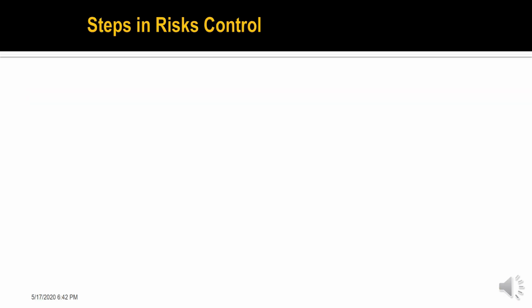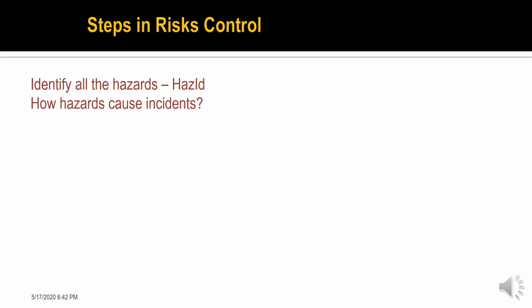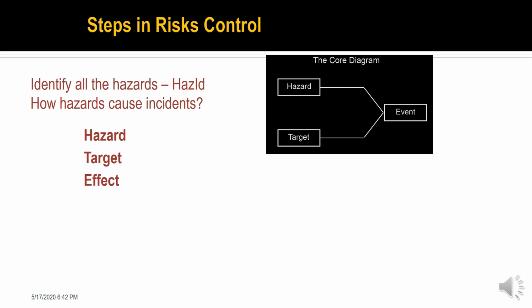Now we are going to come back to the risk control measures. How are we going to do the risk control measure? What is our system? We are doing an exercise called hazard identification to identify all the hazards in our business. Then we have to understand how hazards cause incidents. What kind of hazard is there? What kind of damage is it going to do to us? To understand this, you have to understand what is the hazard, what is the target, what is the effect.